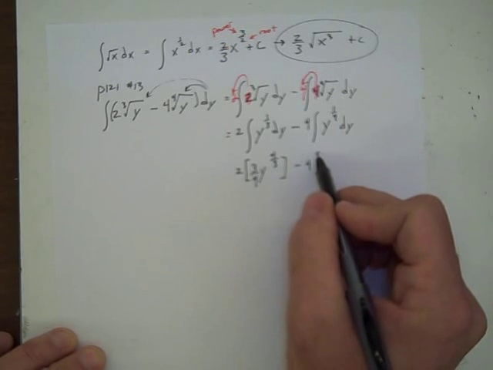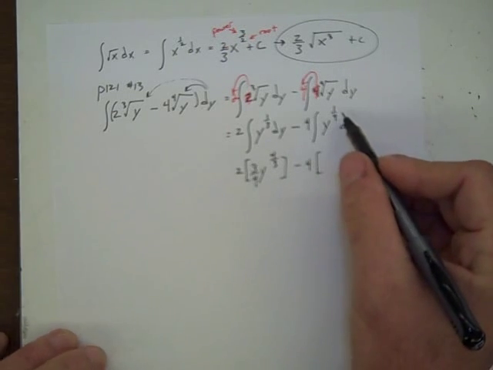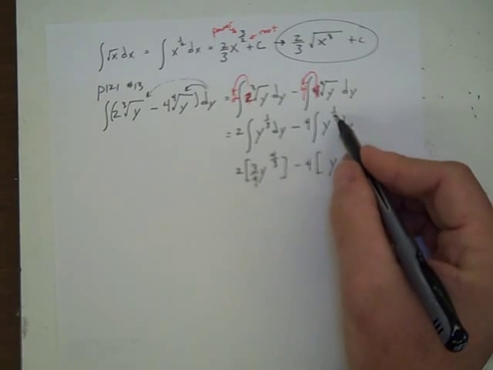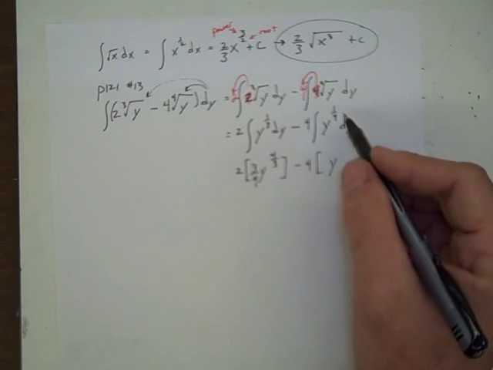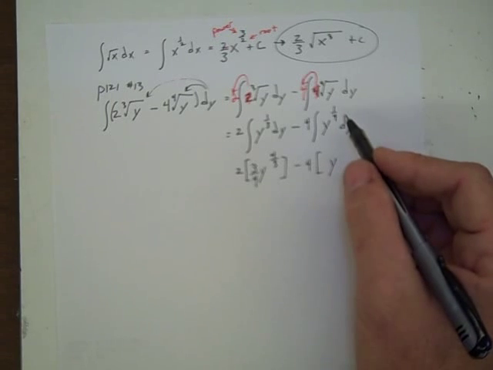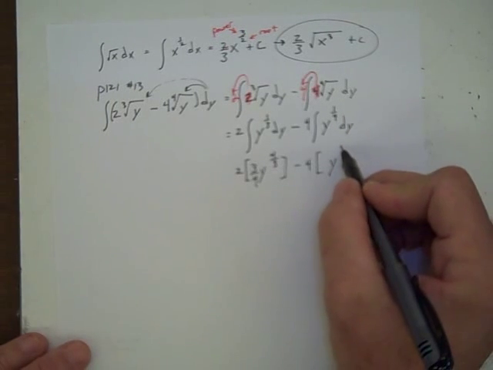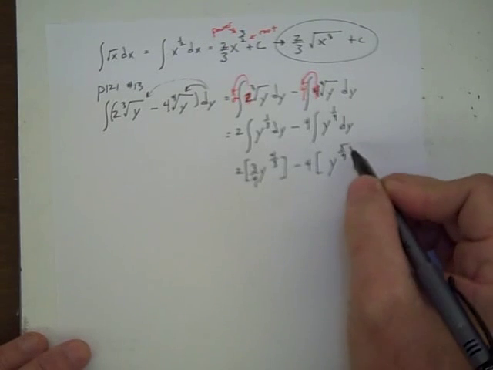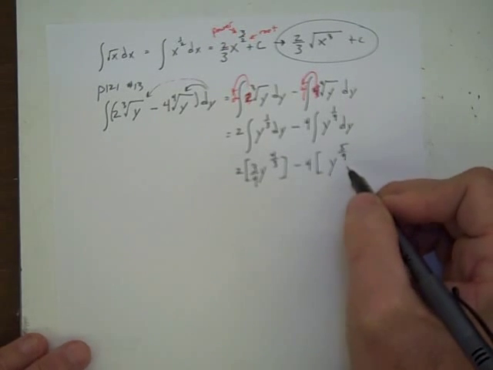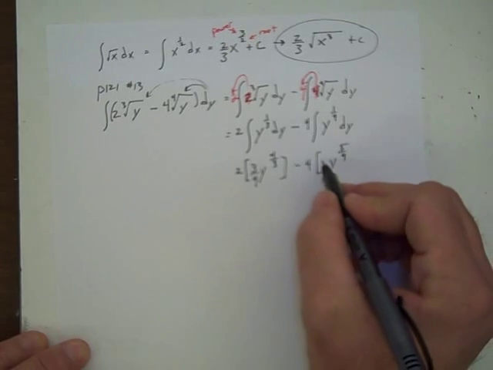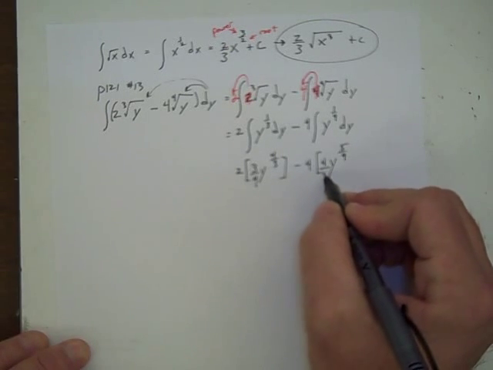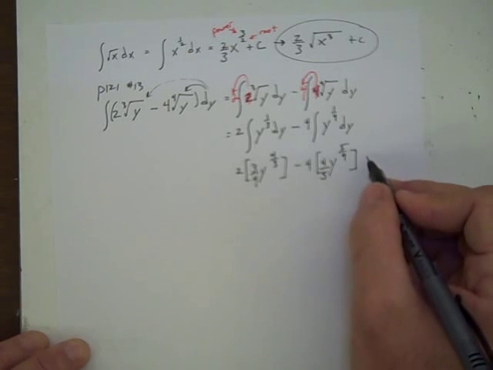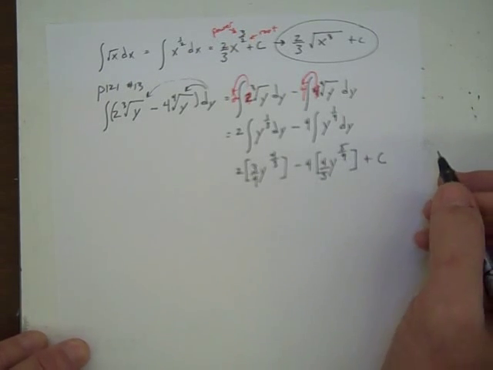Minus 4 times, now the antiderivative of y to the 1/4. We'll add 1 to the power, 1/4 plus 1, that is 1/4 plus 4/4 is 5/4, and then divide by 5/4. But instead of dividing by 5/4, we multiply by the reciprocal, multiply by 4/5, and add a constant at the end.